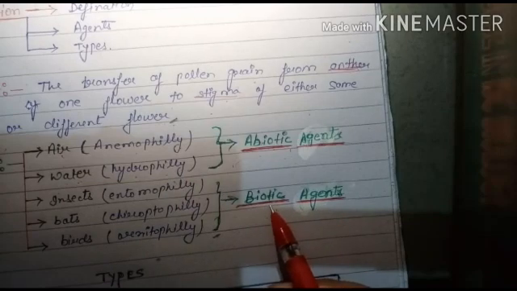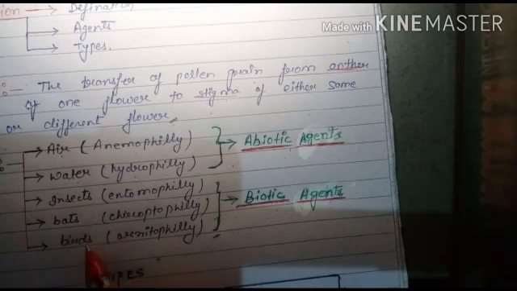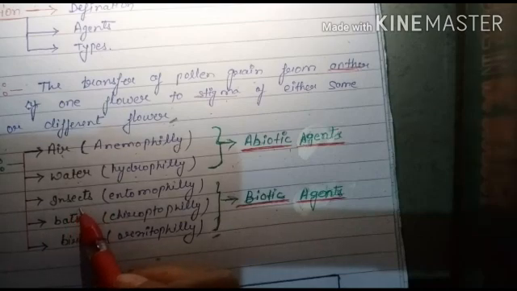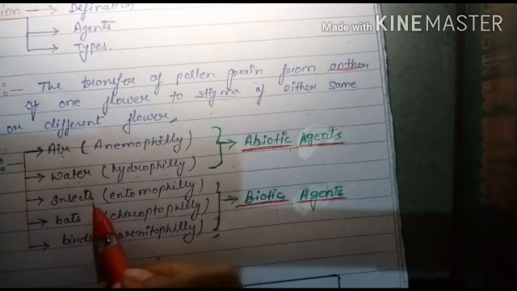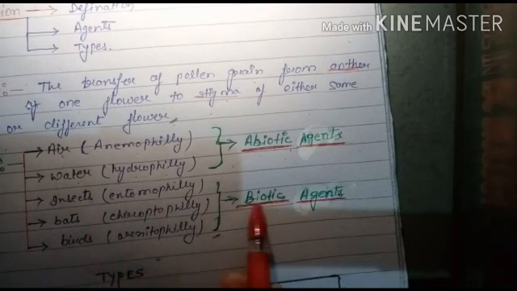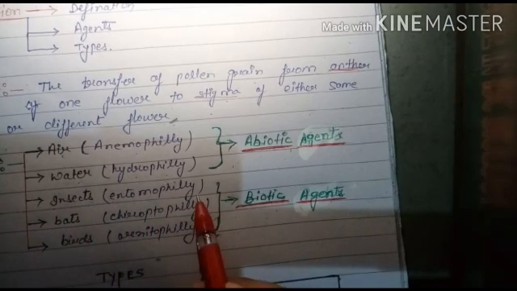Bio means living, so any living thing that helps in the pollination process is known as a biotic agent. Here I have discussed three types of biotic agent. The first one is insects. You all know what insects are. This is the most common type of pollination agent. Insects usually sit on a flower, take out the pollen grains with the help of their hind legs, and carry them to another flower. So when the insect is the agent, that process is known as entomophily.